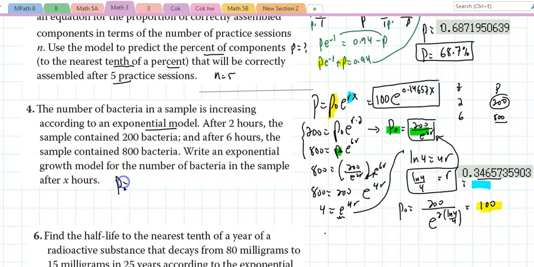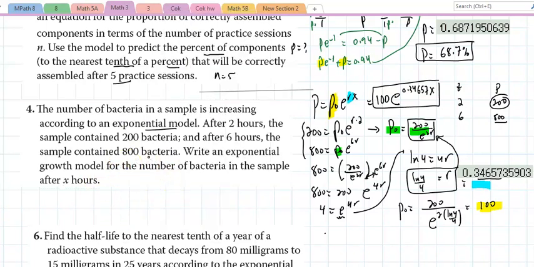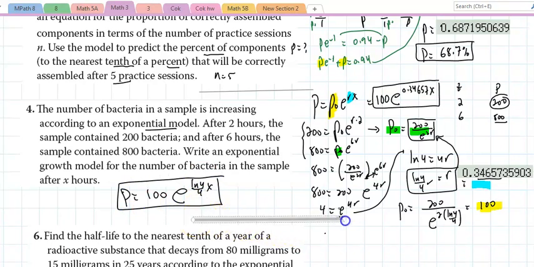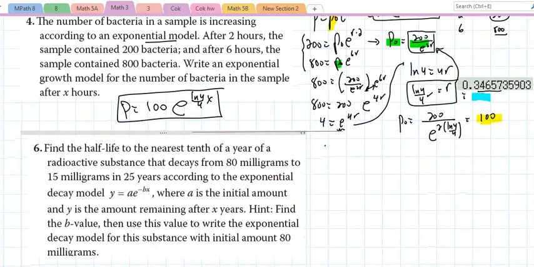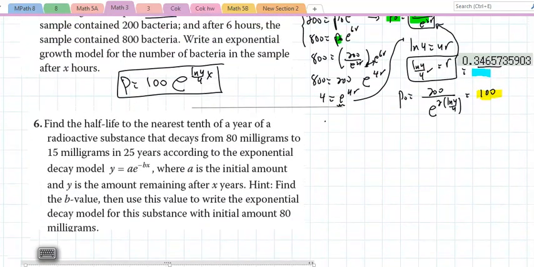Or you would say P equal 100e, and you could write it as natural log of 4 over 4 x. I really don't mind either way. Now you give me an x, I'll tell you what the population will be. You give me a population, I'll tell you how long it will take to get there. Same deal here. They talk about half-life, in case you've never come across that. Half-life: whatever you start with, you have half of it left. That's how long it takes to lose half of the amount you have.